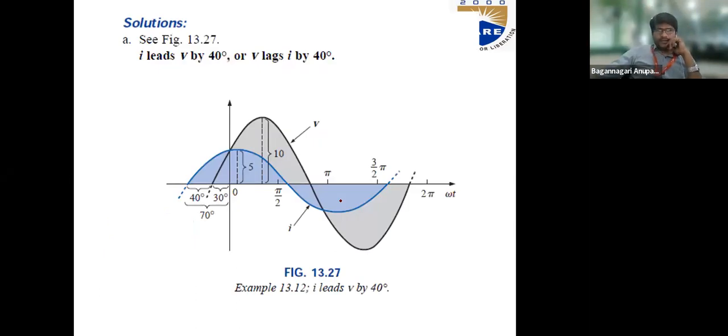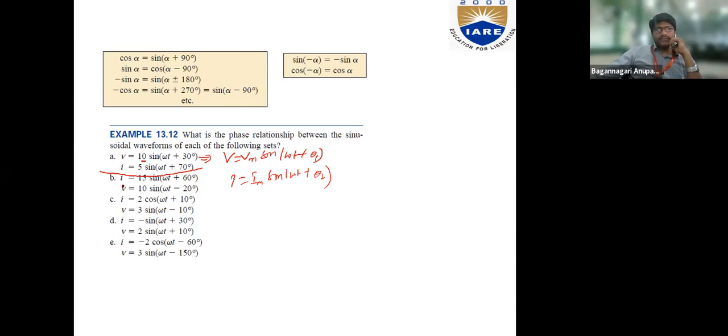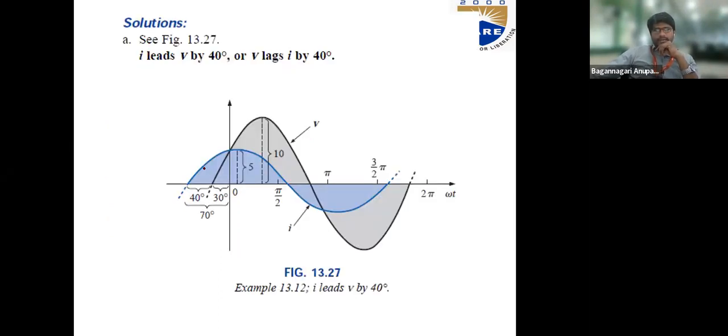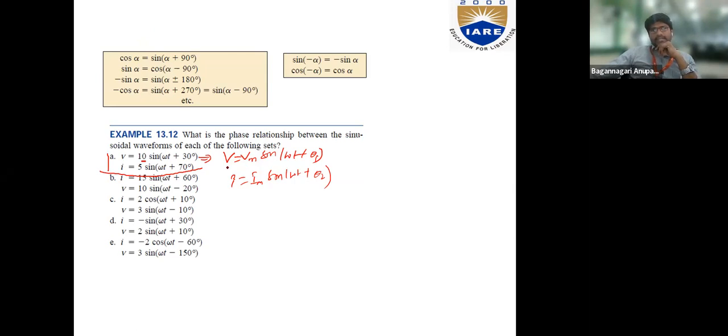Previously, we took one as the reference. What is the other way to write this? I will just explain it. But how do you represent them? In the equations, what is given? Voltage plus is leading. Voltage is leading by 30 degrees. Current is leading by 70 degrees.